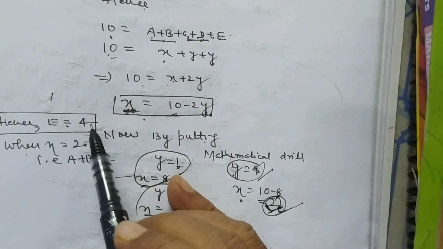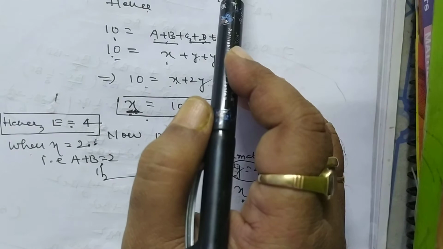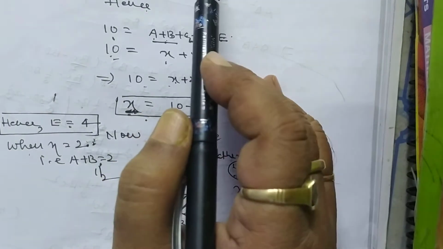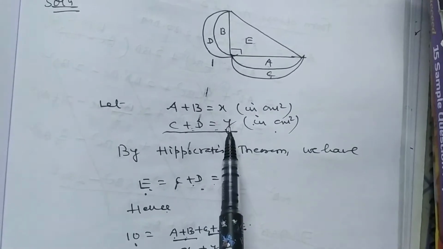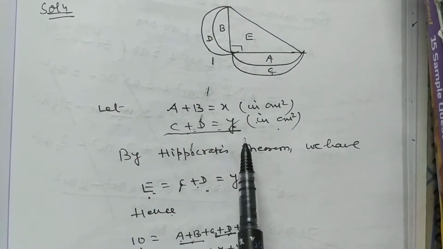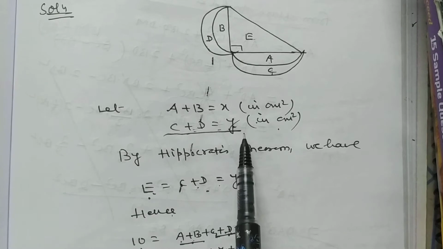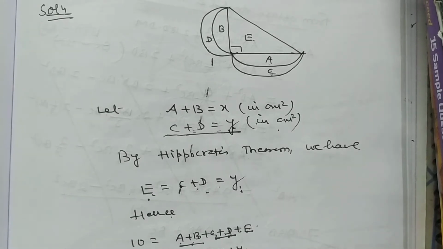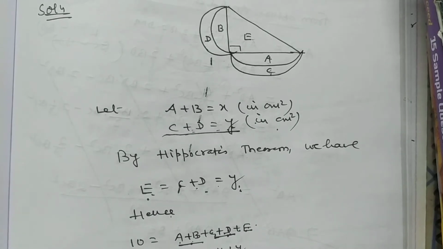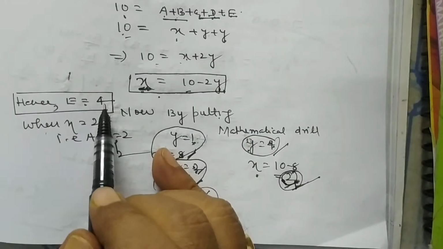Here C plus D is Y, that is Y is equal to E. So when A plus B is 2, that is X is 2, then Y, that is E, is maximum. So here X is 2 when E is 4.